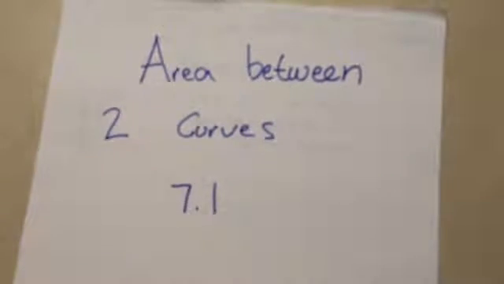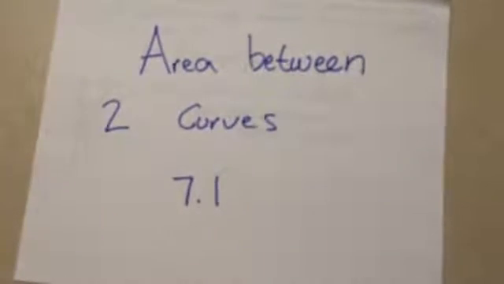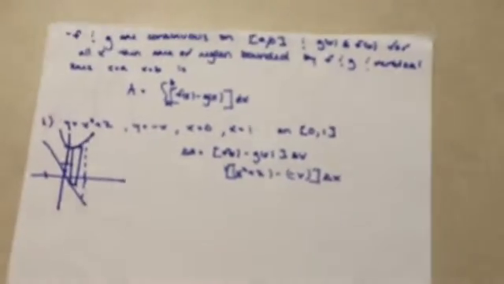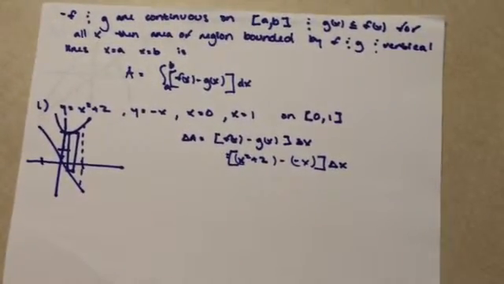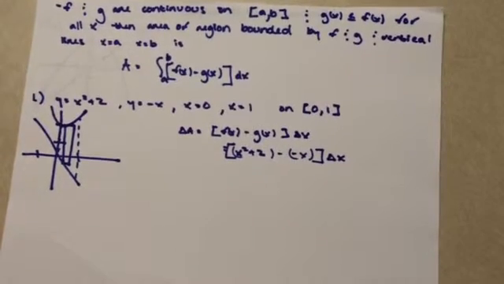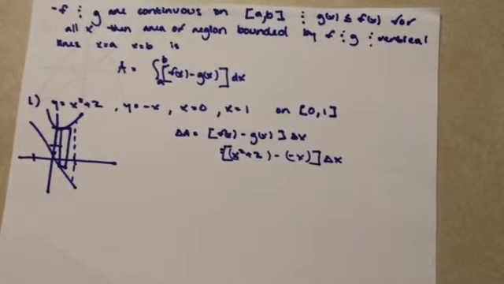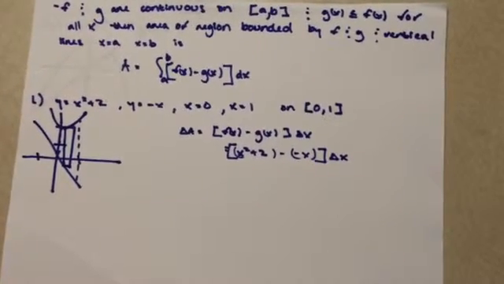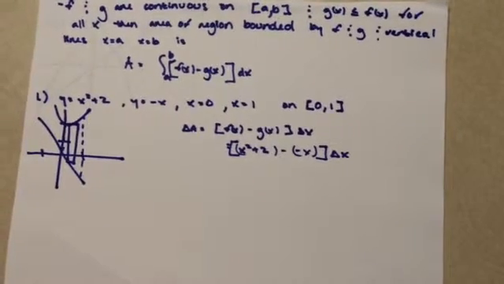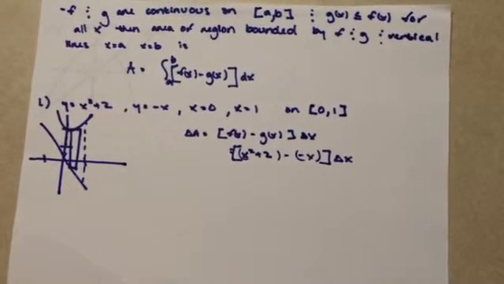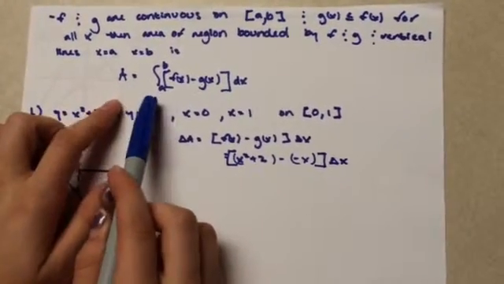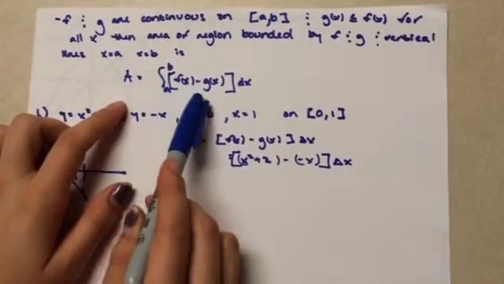Okay, so today we're going to be talking about the area between two curves, which is in Chapter 7, Section 1 of your textbook. The definition for the area of a region between two curves states that if f and g are continuous on the interval from a to b, and g of x is less than or equal to f of x for all x, then the area of the region bounded by f and g and the vertical lines x equals a and x equals b is A, this is the area, equals the integral from a to b of f of x minus g of x dx.